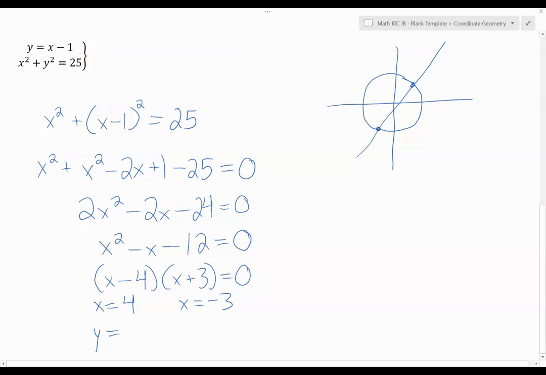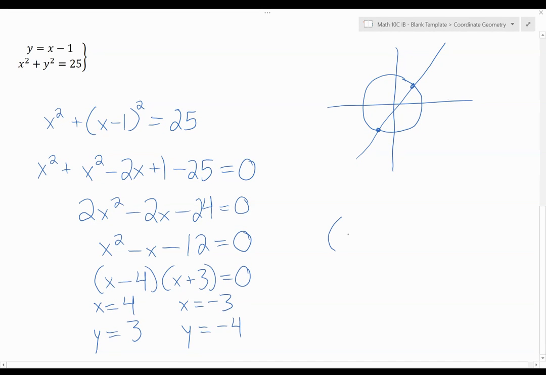y equals x minus 1. So if x equals 4, y equals 3. And if x equals negative 3, y equals negative 4. I can verify that these work in the second equation because 4 squared plus 3 squared is in fact 25. And negative 3 squared plus negative 4 squared is exactly the same sum, 25. So these two intersection points are the point 4, 3 and the point negative 3, negative 4.